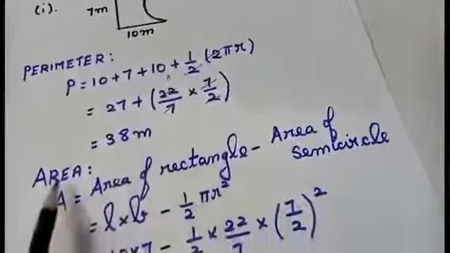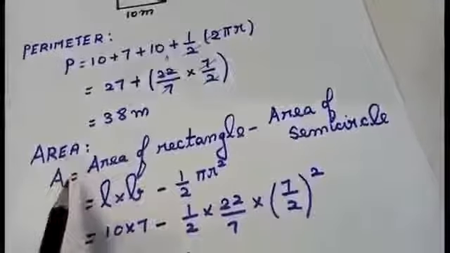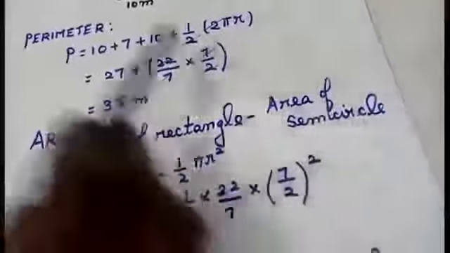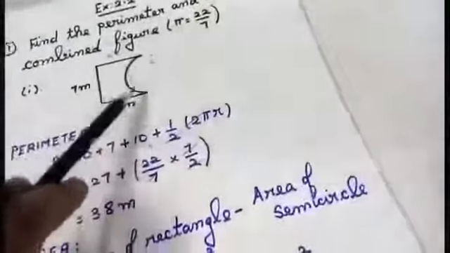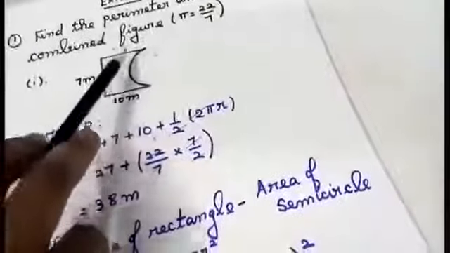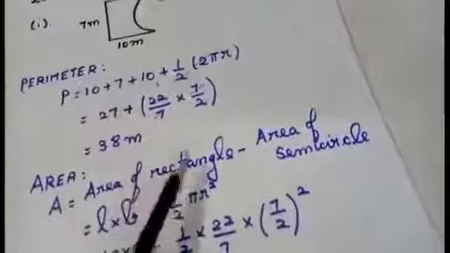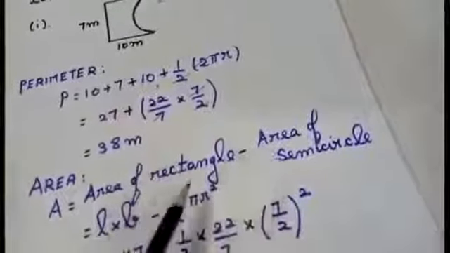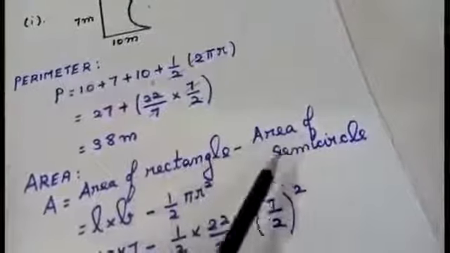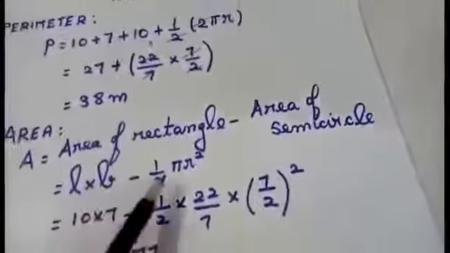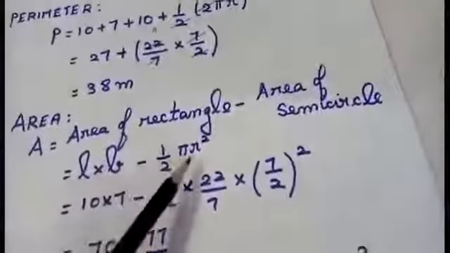Coming to area, I am going to calculate the area of rectangle minus area of semicircle. Since the outermost figure is a rectangle, students, and inside I am having a semicircle, I am going to take the outer figure minus inner figure, that is area of rectangle minus area of semicircle. The formula for area of rectangle is length into breadth and area of semicircle is half into pi r square.